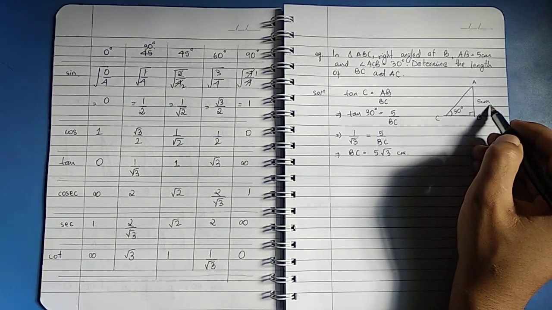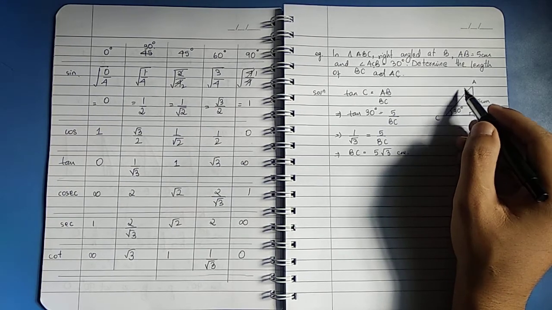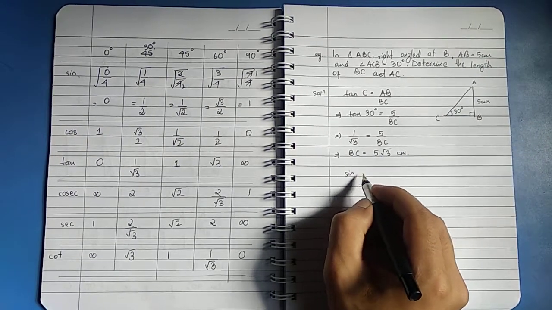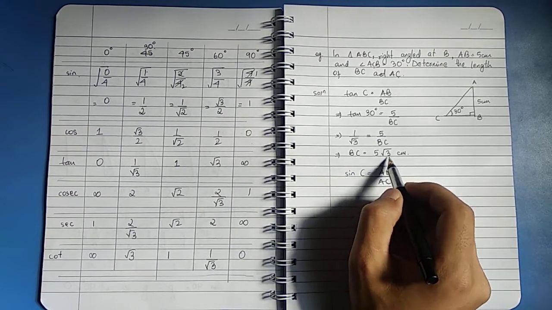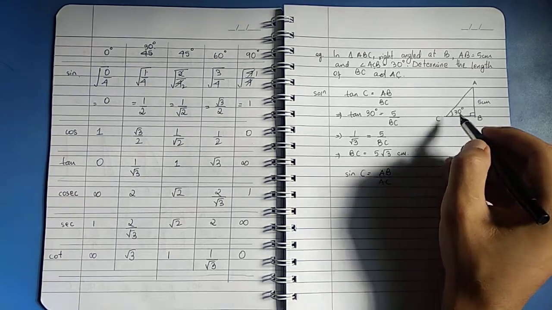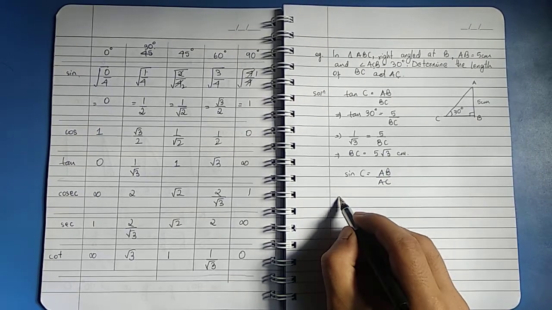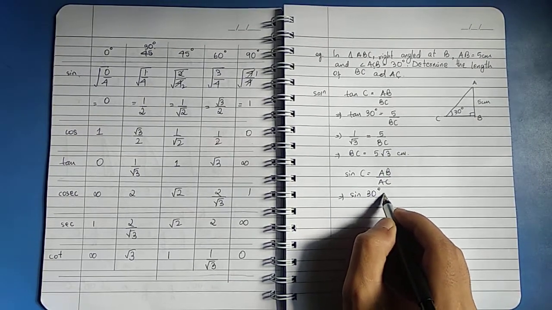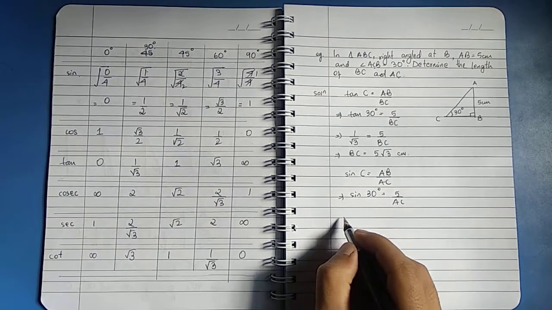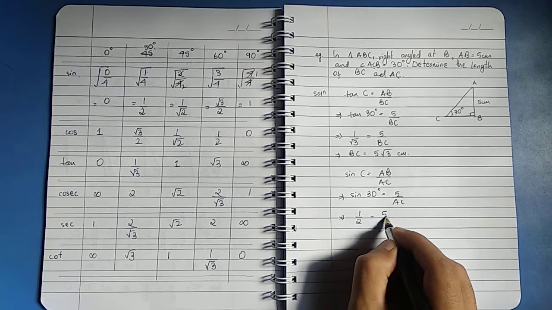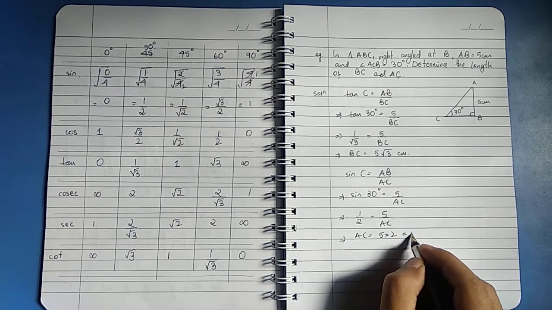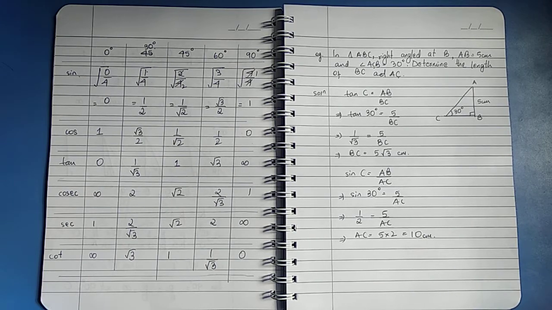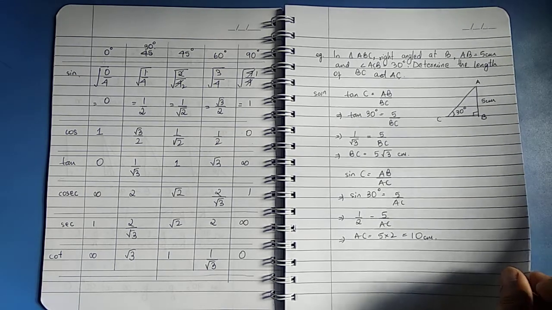Now we have the perpendicular. So what deals with perpendicular and hypotenuse? Sine theta. So sine C equals, one more thing, when you have found the base, you can also use cos C, because you have the base, you will be able to find the perpendicular. So sine 30 degree equals 5 by AC. Sine 30 is half, so half equals 5 by AC, which implies AC equals 5 into 2, that is 10 centimeter. So we have found the value of BC and the value of AC. Proceeding on to the next question.